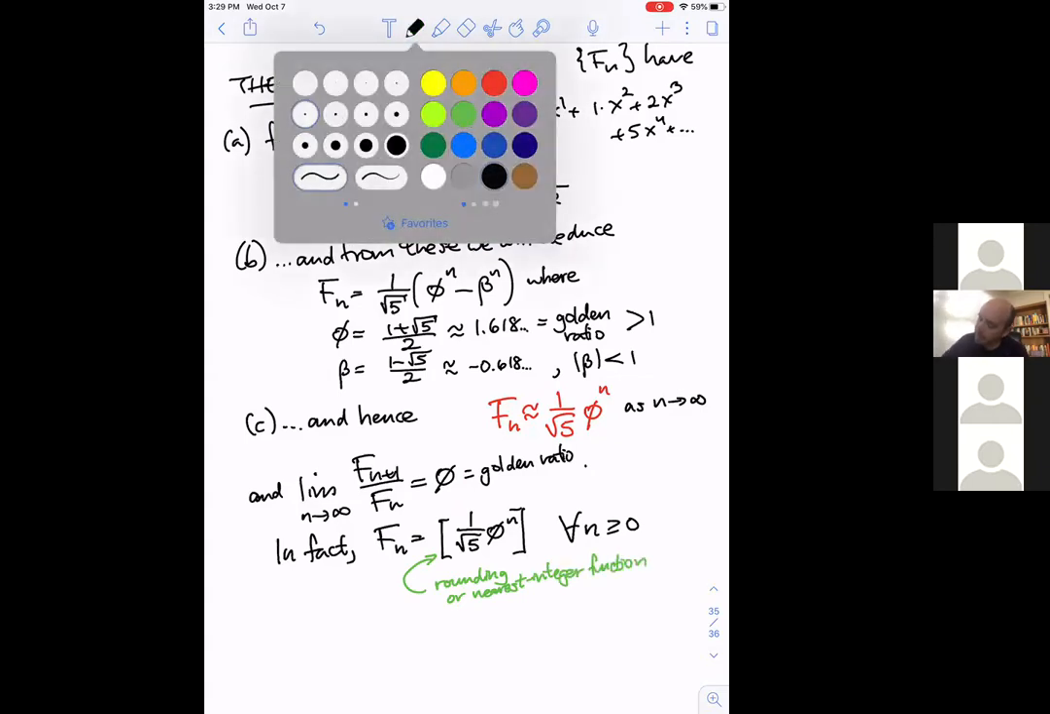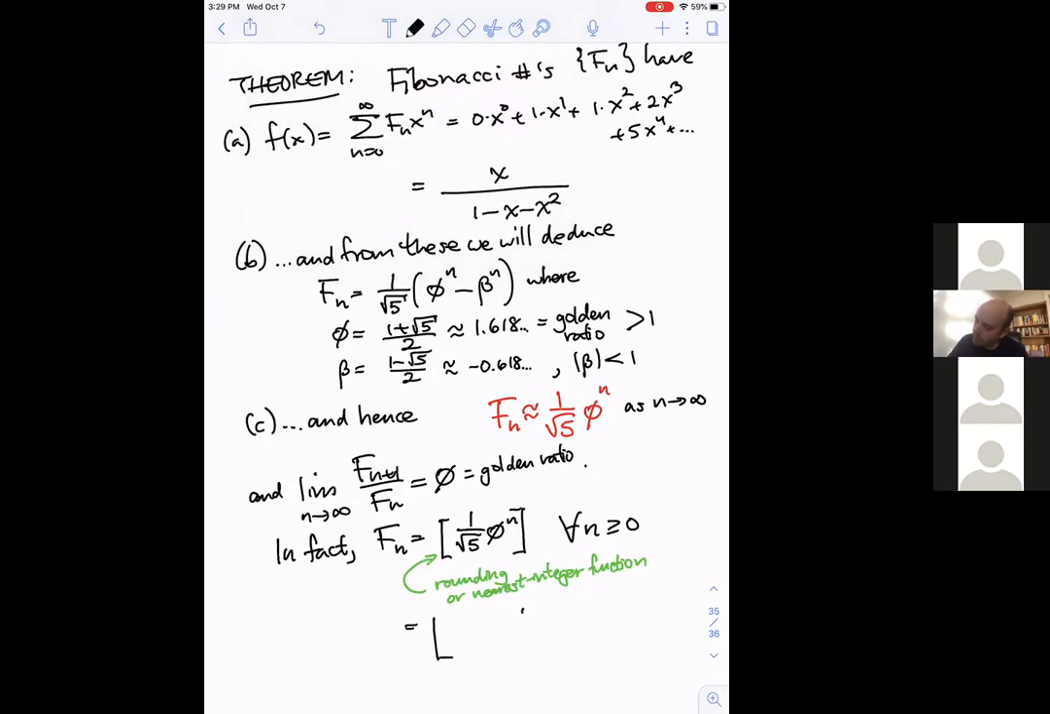Or there's another way you could fix the formula. If you really want to use always rounding downward, what you can do is just add a half to 1 over square root of 5 times phi to the n. If you correct it by adding a half, you'll never be so close to that nearest integer that you have to worry about whether you're rounding down or rounding up. You'll always be rounding down. Okay, so before we derive it, I want to go back to the golden ratio and the beta.